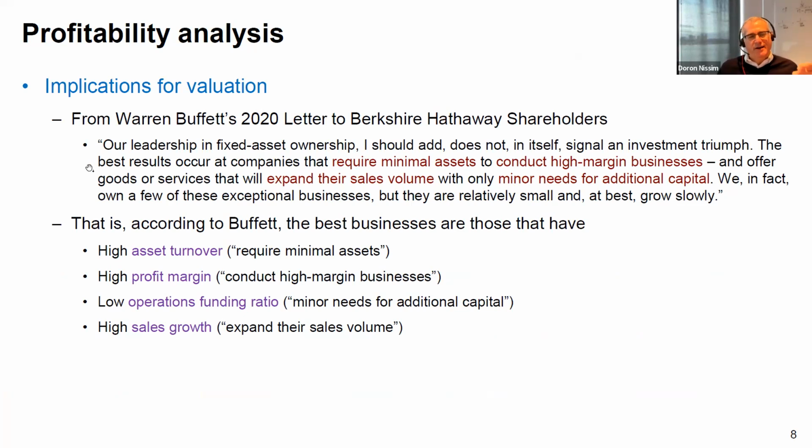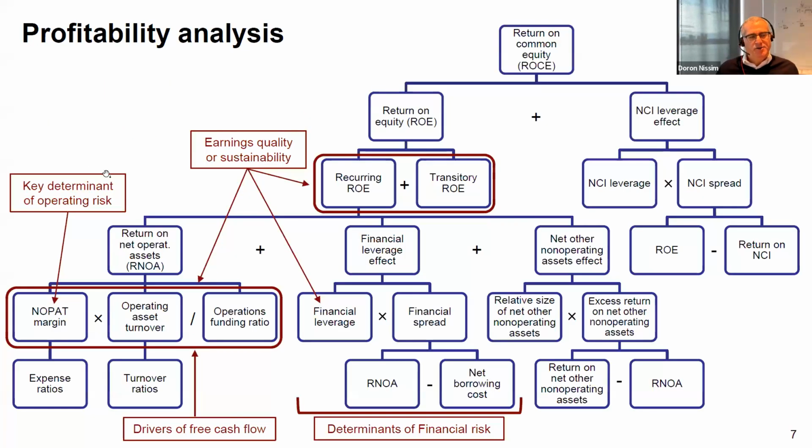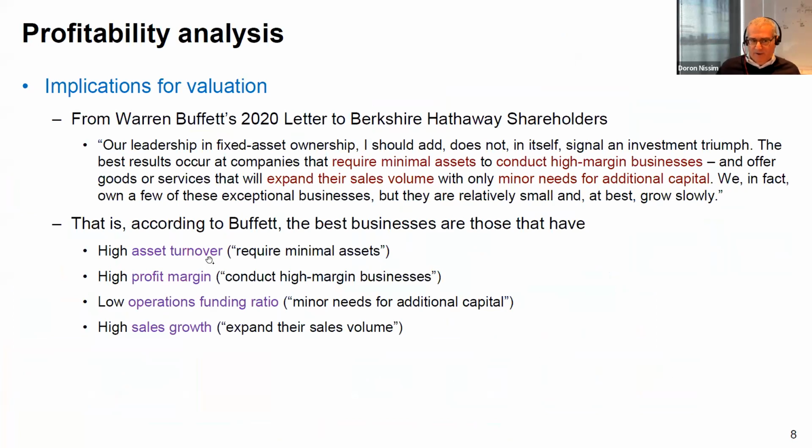He's basically talking exactly in terms of the three ratios. So he's basically telling you, Warren Buffett, that's how I think about valuable businesses. I want businesses that have high asset turnover, minimal assets. I want them to have high profit margin, makes sense. But I also want them to be one where you can grow your revenue, where you can grow your profits without having to commit too much capital.